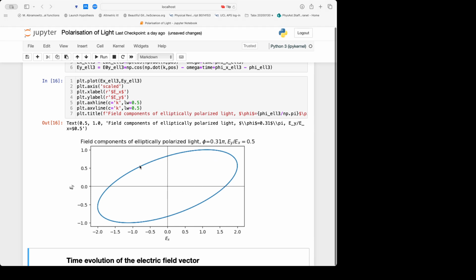So for elliptically polarized light, what we're finding is that the tip of the field vector traces out an ellipse in the XY plane. And the angle and the size of the ellipse will depend on the phase difference and the relative magnitudes of the field vectors.